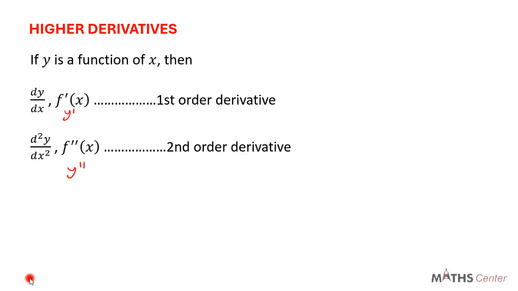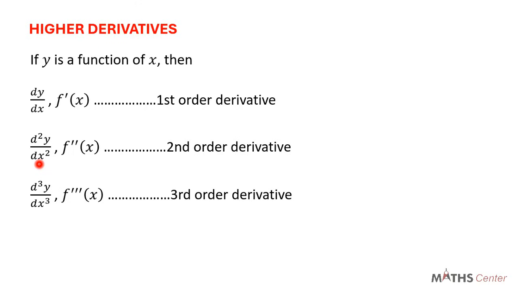It's the same thing. But if you are writing it in the Leibniz notation, it's going to be d squared y dx squared. If you differentiate the second order derivative again, it's going to be d cubed y dx cubed. And if you are writing it in the functional notation, it's going to be f prime prime prime of x. And the order continues on and on. Let's take a couple of examples here and apply this.